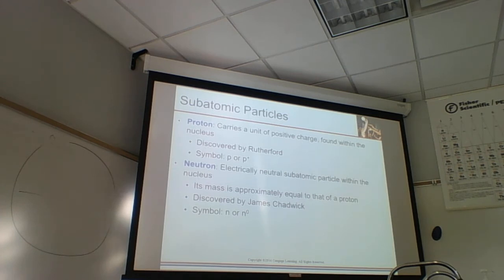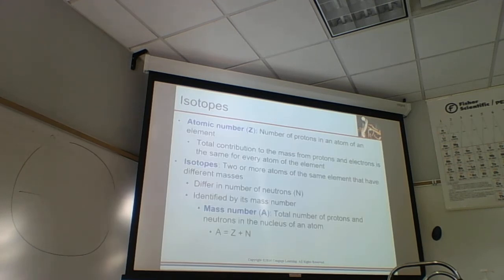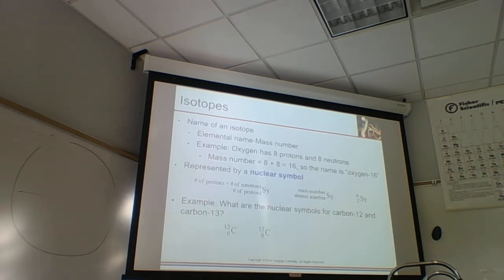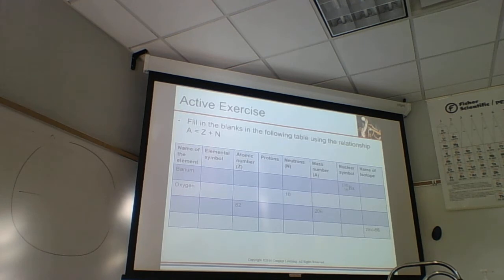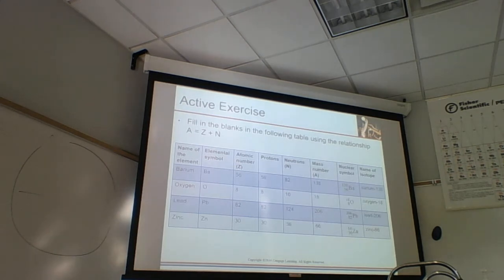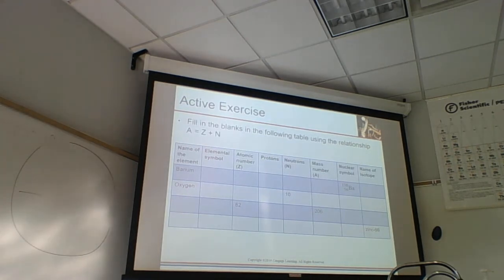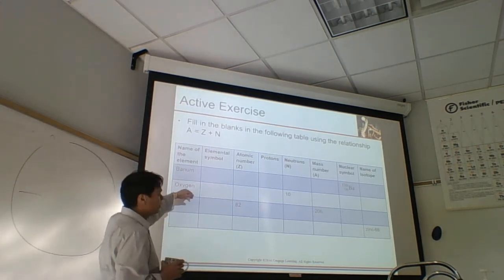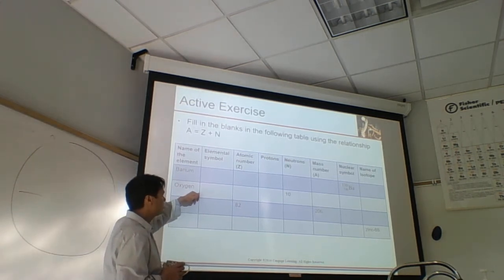We talked about subatomic particles already. We talked about isotopes, right? Hydrogen, etc. Nuclear symbol. We did this, correct? This is where we stopped yesterday. So let's go ahead and finish this chart, and then we'll finish up chapter 5 with this. Where did we stop yesterday? We did oxygen. Finish it.